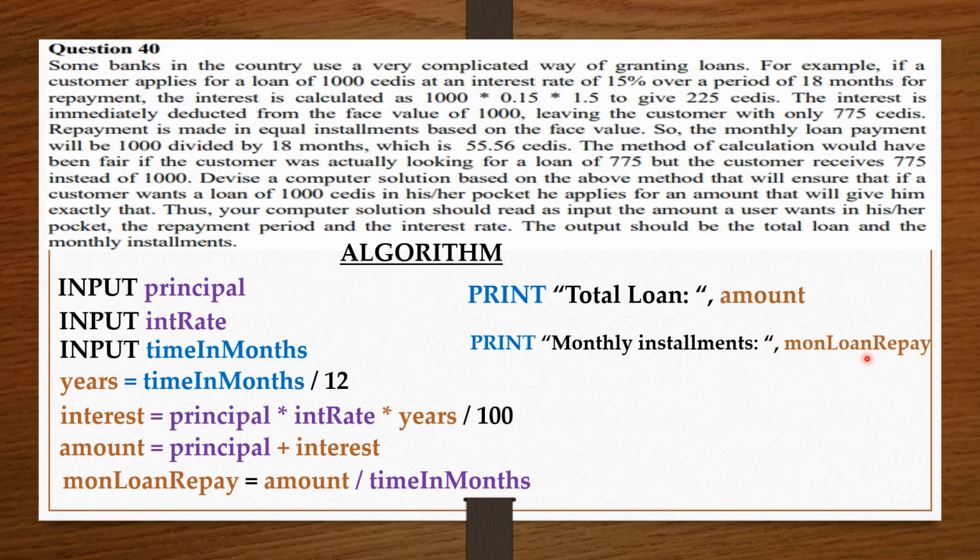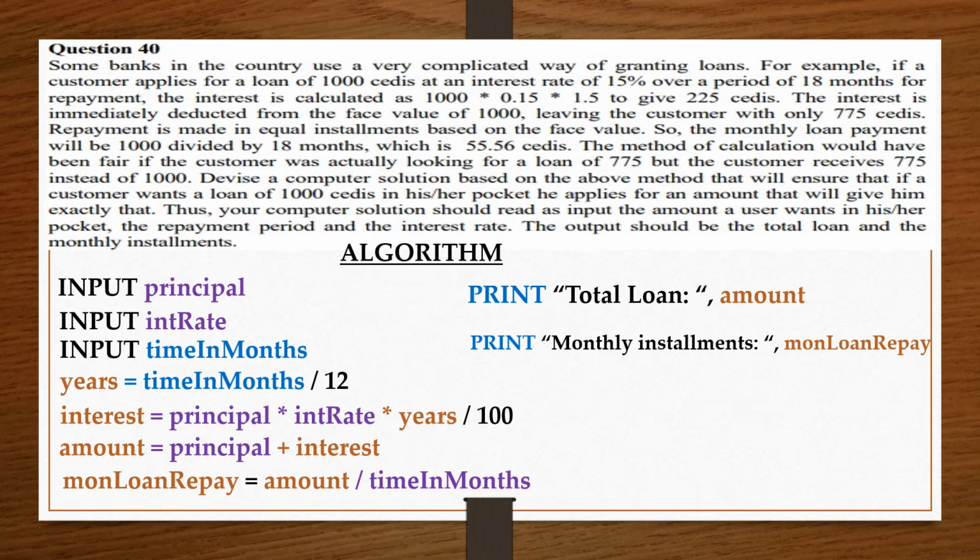All right, friends. So this is going to solve the problem and ensure that the customer always takes the amount he or she wants. But the condition is that he or she will take that amount plus interest. Let's convert this to code in C++.